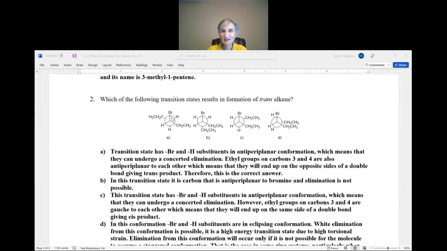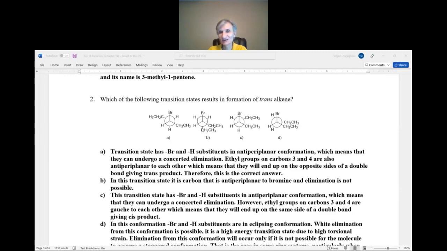And first one has bromine and hydrogen antiperiplanar. Bromine is obviously a leaving group. We identified bromine as leaving group. So it can undergo concerted elimination as carbon-bromine and this carbon-hydrogen at the back bond that are aligned, that are antiperiplanar. As they are broken, new pi bond or pi orbital is going to form there. So that's aligned properly for elimination. And you can see as this pi bond forms, these two substituents, two ethyl groups, are on the opposite sides. They will end up on the opposite sides of that bond. That's actually trans. So that's correct answer.